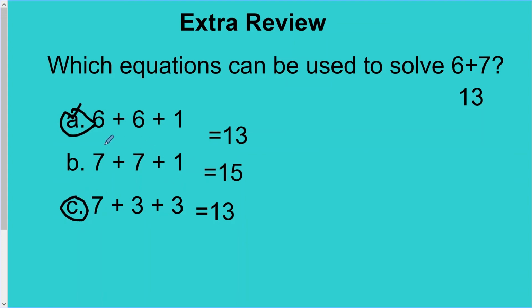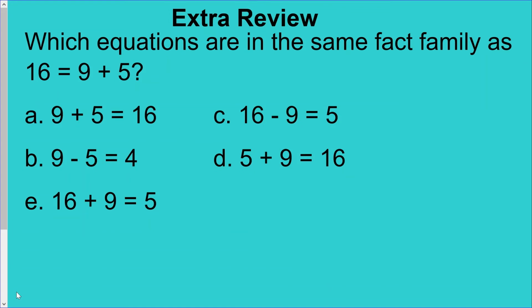So here what they did was they made a double plus 1. Down here what they did was they made a 10, right? So they thought, well, 7 and 3 is 10, and then the other 3 from the 6 got us to 13. Okay?